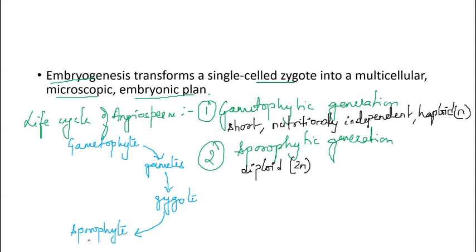This sporophyte plant is diploid, so to form the gametophyte again, it needs to undergo meiosis. The zygote, which is 2N, has undergone mitosis to form the sporophytic plant. The sporophytic plant has to undergo meiosis to form the haploid generation again. So the sporophytic plant undergoes meiosis and forms spores. And the spores will again undergo mitosis and form the gametophyte.